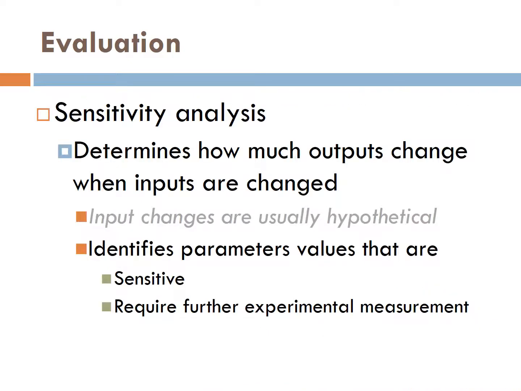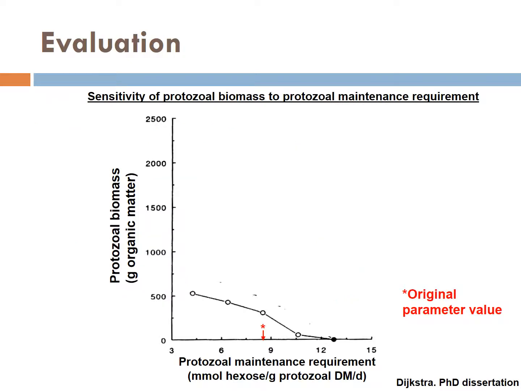The purpose of this sensitivity analysis is that it can identify parameters that are sensitive and require further experimental measurement. Returning to this example from the Dijkstra model, we can conclude that the model is very sensitive to the value of the parameter investigated here. As mentioned, the protozoa can be completely extirpated at high parameter values. This is a concern because the original parameter value in the model was based on little experimental data. It was mostly an educated guess.